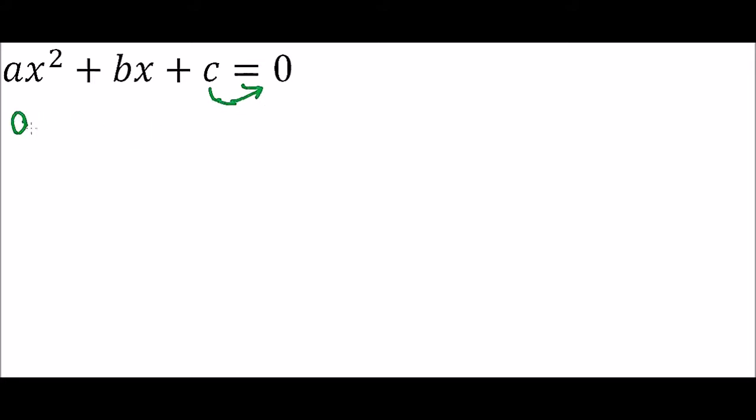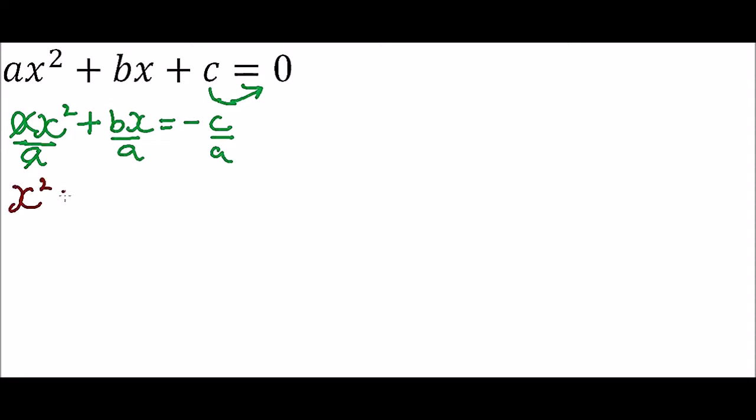So we have ax squared plus bx equals minus c. We make the coefficient of x squared to be 1. We divide by a, divide by a, divide by a. So a divided by a, we get 1. So our equation now is x squared plus b over a x equals minus c divided by a.